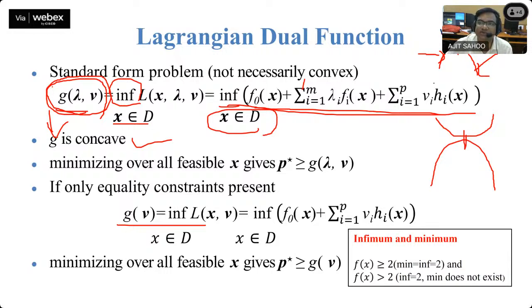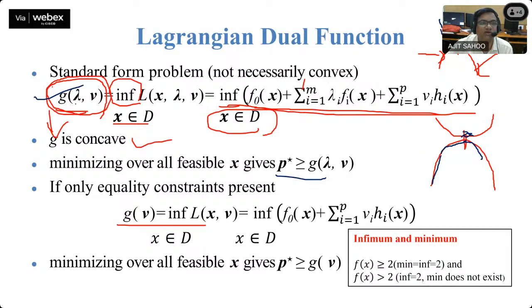Otherwise this can be used as the lower bound. That means the original function cannot go below this. You can estimate that way. So minimizing over all points, you'll get p star. This is your original function's minimum point. The minimum of the original function is always above the dual function. This is your dual function, g of lambda, nu.